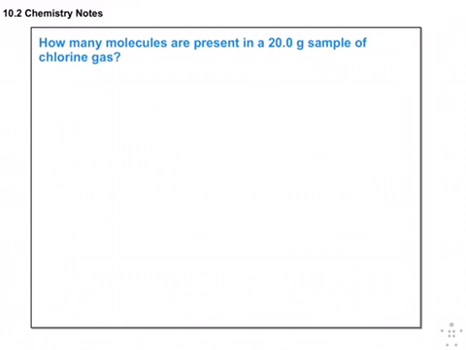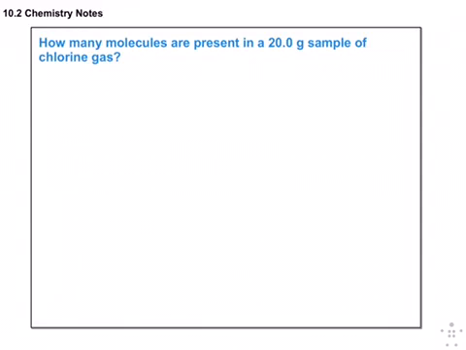All right. Do you guys still need some time to work on this, or should we go over it? Justin, you look like you were still working. Do you need some more time? I just finished it. Okay. Glenville? Go over it. Okay. So, how many molecules are present in a 20.0 gram sample of chlorine gas?